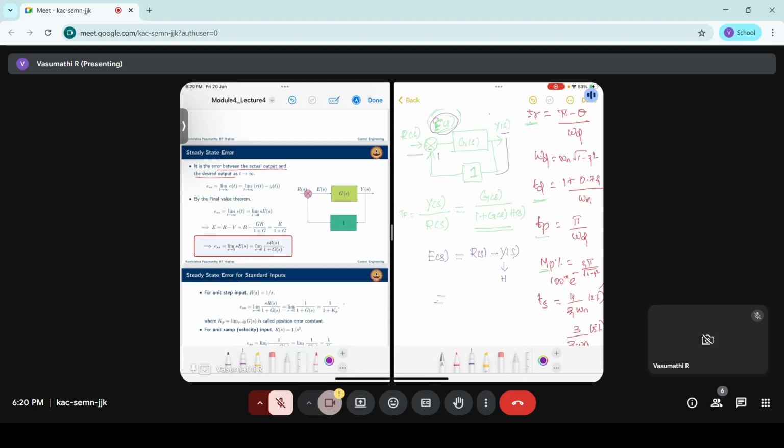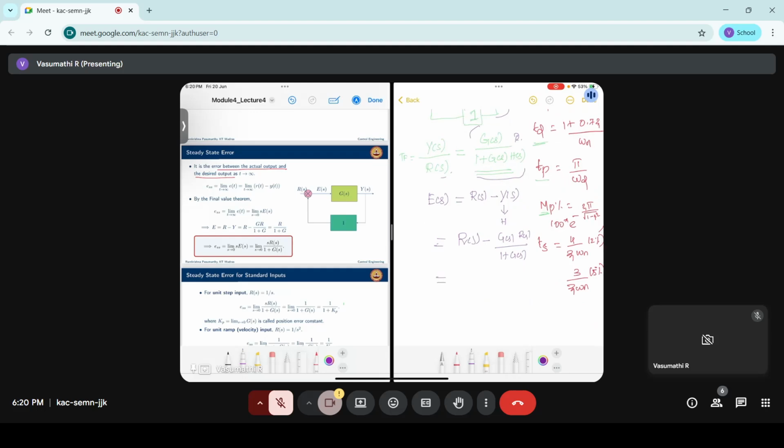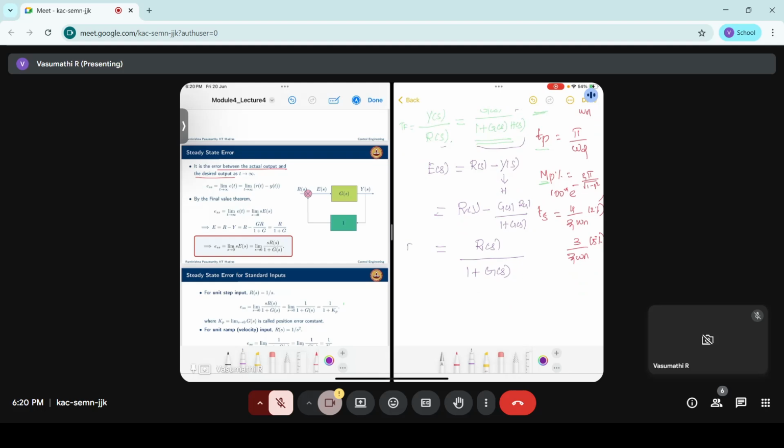Now, this can be written as Y of S, we already know. R of S minus, I'm going to write this entire term with R here, instead of Y of S. So this will be G of S into R of S divided by 1 plus G of S into H of S. H is considered to be 1, so I'm leaving it for now. R of S will be common, so ultimately you will get R of S divided by 1 plus G of S. There will be H of S here, since it is unity, I am leaving it for now. Okay, right. So this is your error term, E of S.